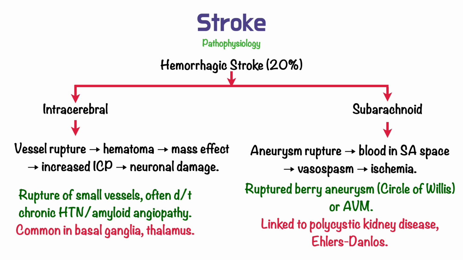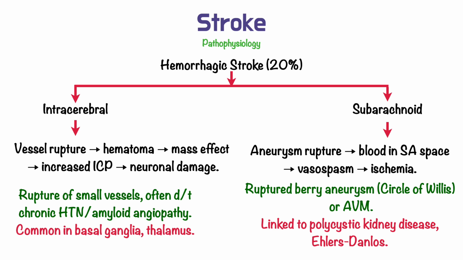And this is hemorrhagic stroke, which occurs in 20% of individuals. The two types are intracerebral and subarachnoid, right? In intracerebral, what actually happens is there is rupture of vessels, and that leads to hematoma. Hematoma is a pouch of blood formed because of rupture, and that causes mass effect, that is compression symptoms, right? It is like a balloon filled with water. That leads to increased intracranial pressure due to mass effect, and that leads to neuronal damage. That is what happens in intracerebral hemorrhagic stroke.